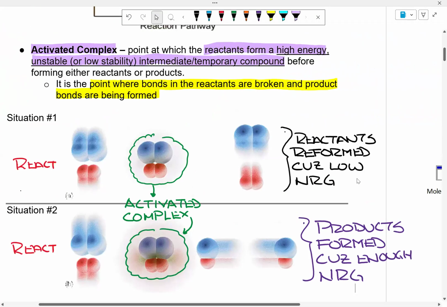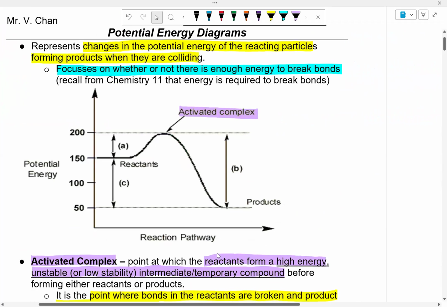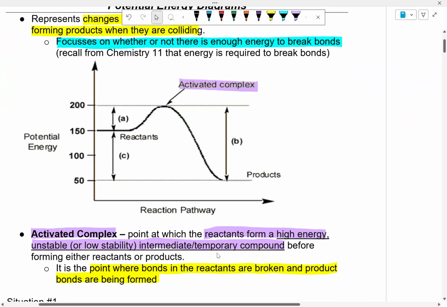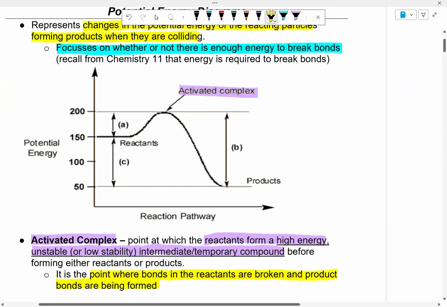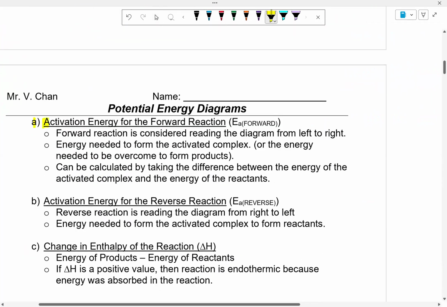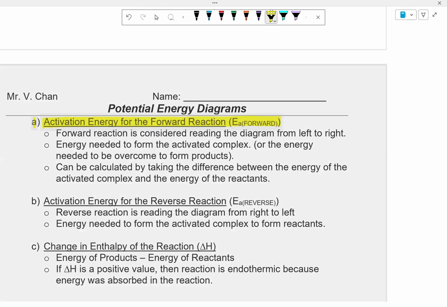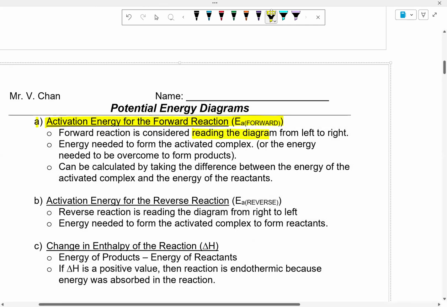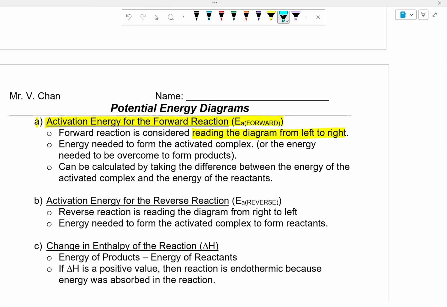now what determines whether or not they have enough energy? With low energy, notice you get the reactants; with high energy, you get the products. What you have here is this little scenario of A. So what is A, if I'm going to highlight this here? If we look on to the next page, A is the activation energy for the forward reaction. Now, when we talk about the forward reaction, it's considered reading this potential energy diagram from left to right.